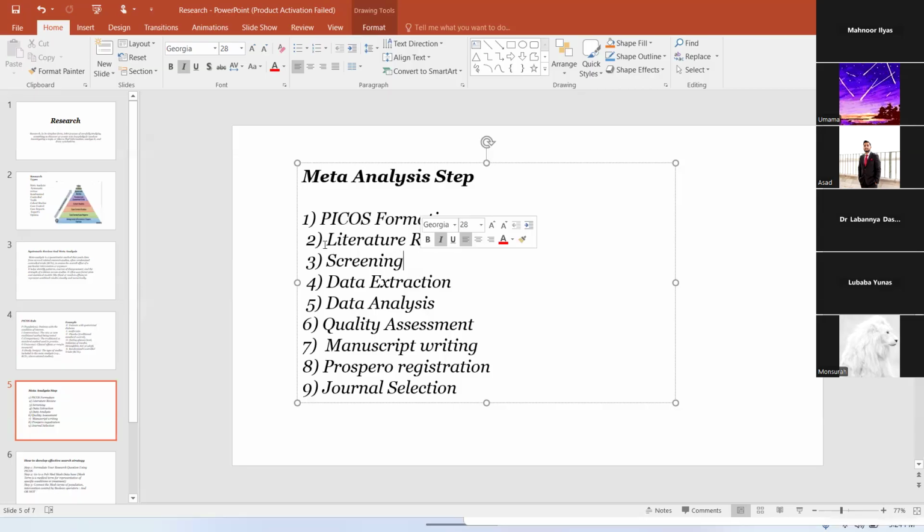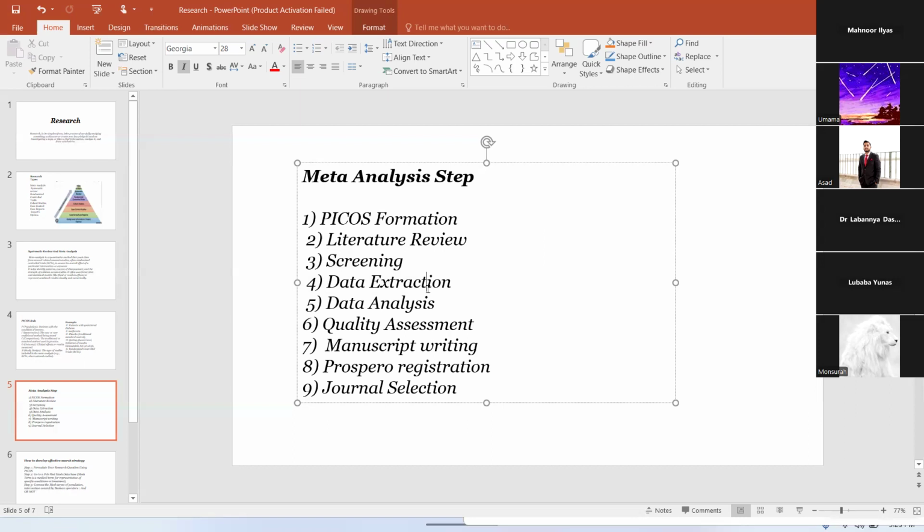Okay, once you are done with the literature review and you are confirmed that your topic is viable, the next step is screening. As I told you before, if we are doing a meta-analysis on a particular topic, we have to collect all studies according to that PICO, and then pool the results of those studies. So we have to screen all articles available on different databases like PubMed, Embase, Scopus, and others. According to the Cochrane rule, we have to take articles from at least 3 databases.